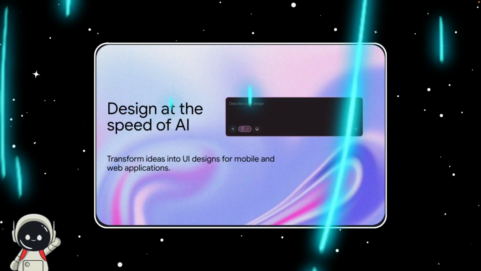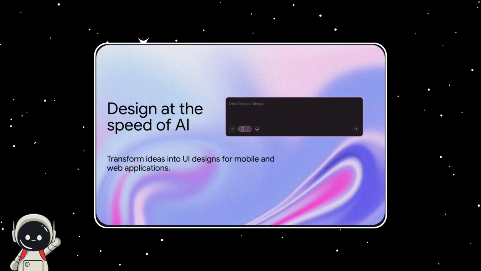Today we're checking out one of the most underrated products from Google and Google Labs. It's called Stitch. Stitch is an AI-powered designer built specifically for creating UI designs, whether that's a mobile app, dashboards, or full web interfaces. Think of it like having an assistant that could turn your ideas or rough sketches into clean, usable designs in seconds.